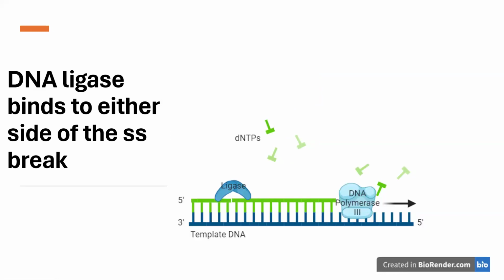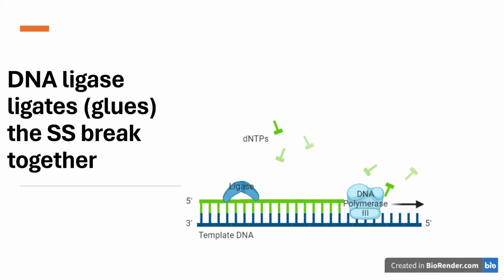And so we use ligase, which is going to bind to either side of that single-stranded break, and then it's essentially going to glue them together. What that really means is it's going to provide the energy necessary to make a bond between the 3' OH and the 5' phosphate. So then we've repaired that, and you're done. Your leading strand just keeps doing this. The polymerase 3 just keeps on going until it meets up with the end of the DNA.